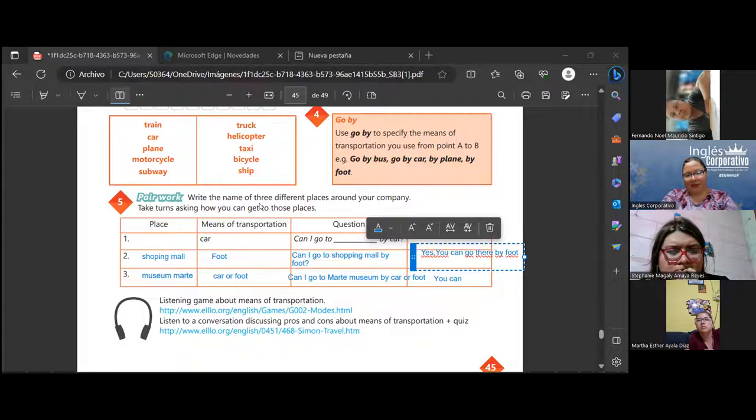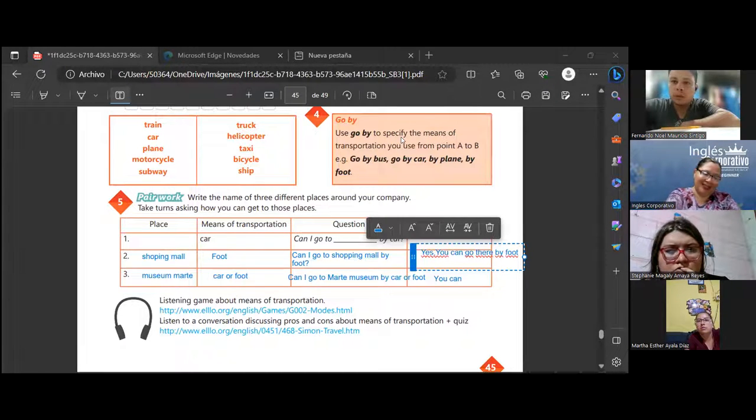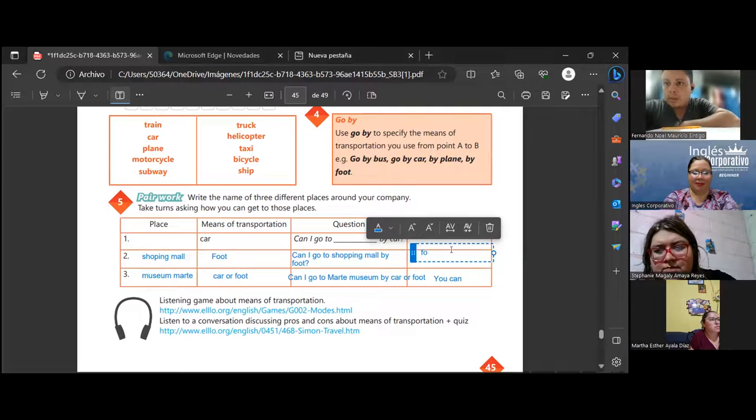Dice, the shopping mall is not far. You can go walking, caminando. No está lejos, dice, tú puedes ir caminando. Y aquí puse, puedes ir. Ahí puse la respuesta de la baja, dice.